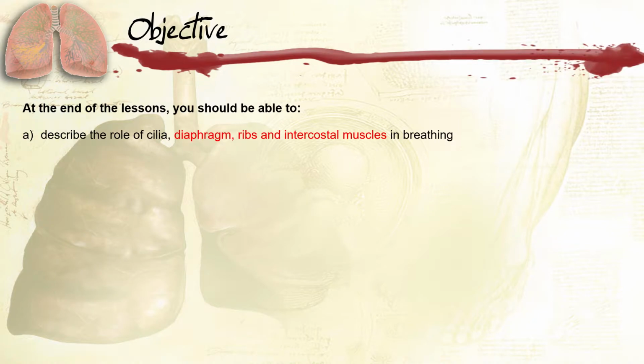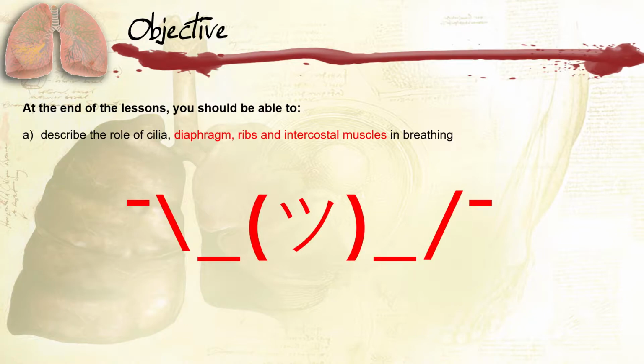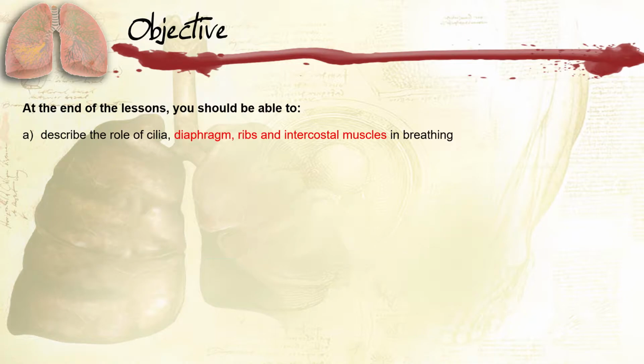So this is the syllabus expectation of you. You are supposed to describe the role of cilia, diaphragm, ribs, as well as intercostal muscle in breathing. You can see that diaphragm, ribs, and intercostal muscle were not previously mentioned in the syllabus outline in the anatomy of our respiratory system. So go figure why they suddenly pop up right here. Hello, SEAB, what the hell are you thinking?